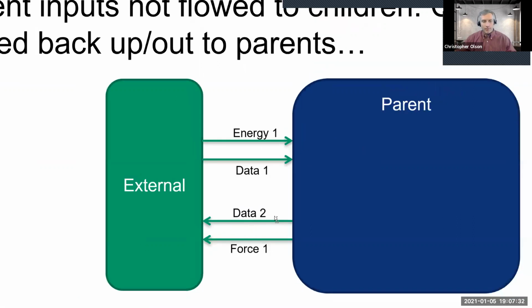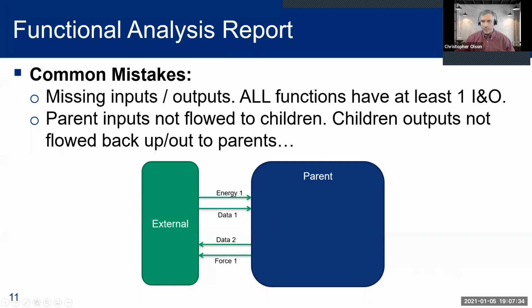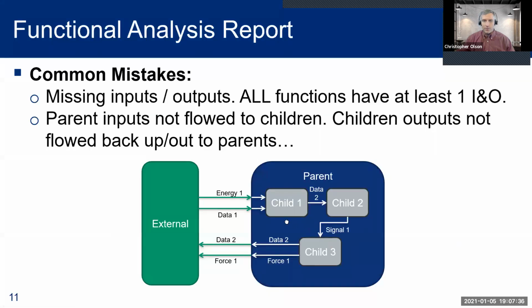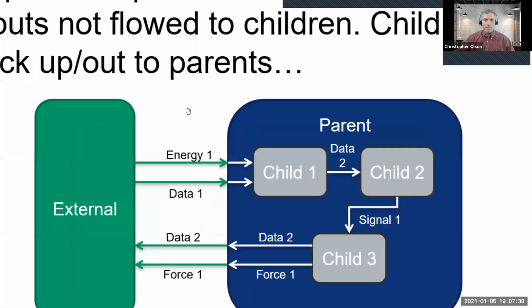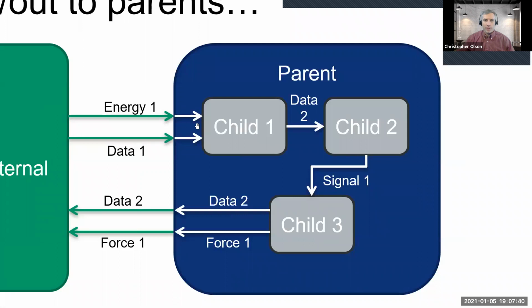How do you do that? Well, let me undo what I just did and then go back into presentation mode. You figure out what your system needs to do, but you keep those inputs going in and you hand them off to the children, right? So take this energy one and give it to child one. Data one can go to child one too, or also in this case, that could go to some other child. But the point is, they're all accounted for, right? So these two inputs are accounted for. They go to a child.